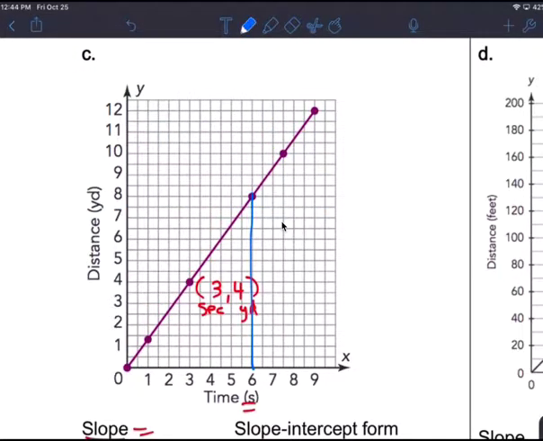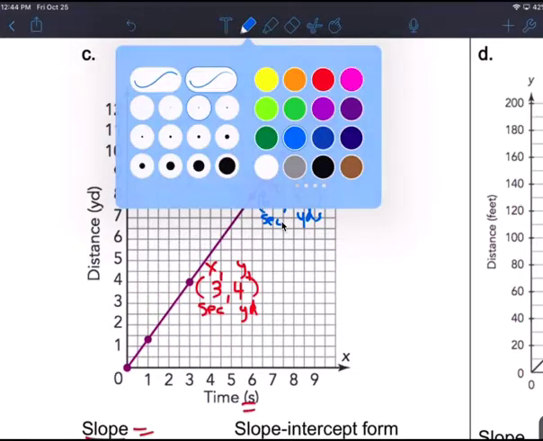6, 8. 6 second every 8 yards. Okay, so this one is x sub 1, y sub 1. This one's x sub 2, y sub 2.